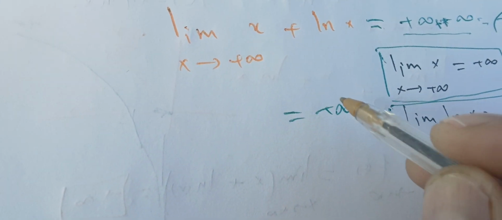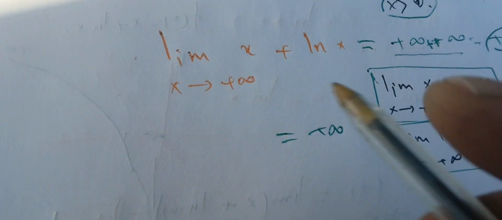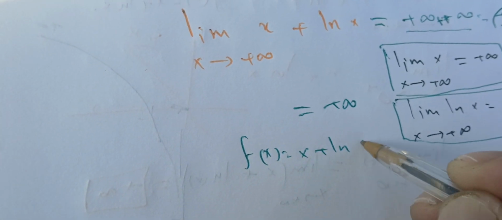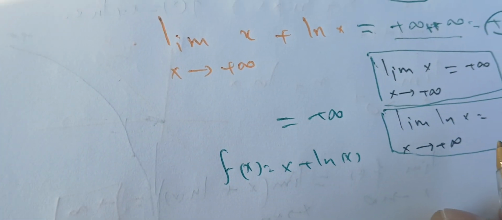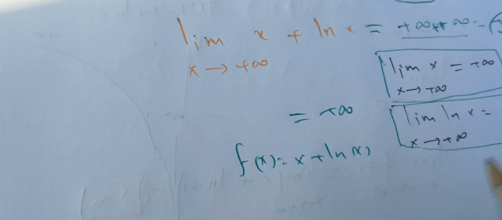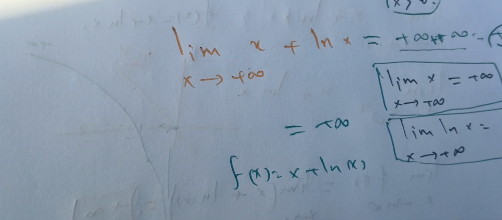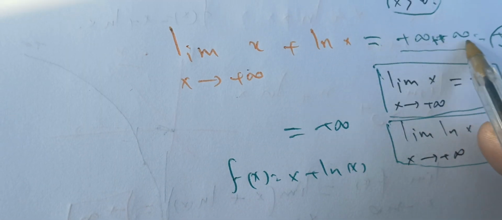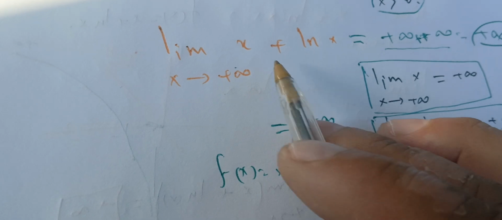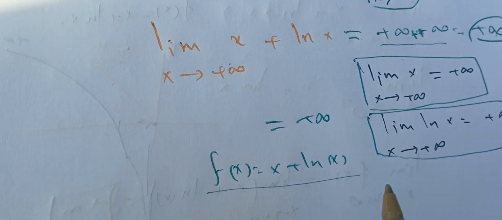So that means this function will get bigger and bigger as x gets bigger and bigger. That means the values of f of x, if we call f of x, x plus ln of x, will definitely get bigger as x gets bigger, okay? And we need this idea when we graph the function, okay? So it's not undetermined, it's plus infinity. And its meaning is that these values of this function will get bigger as x gets bigger. That's what it means exactly.